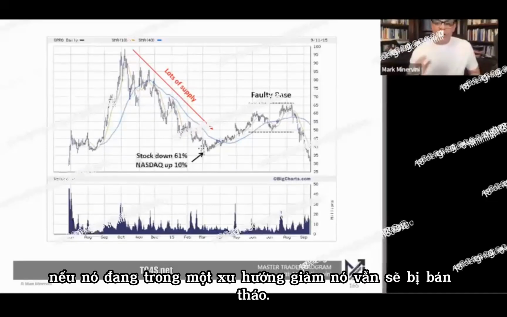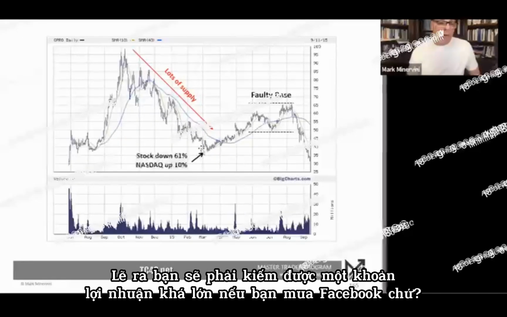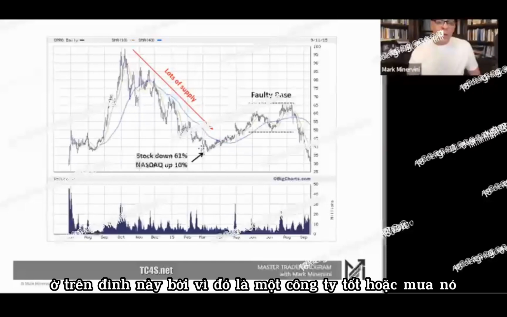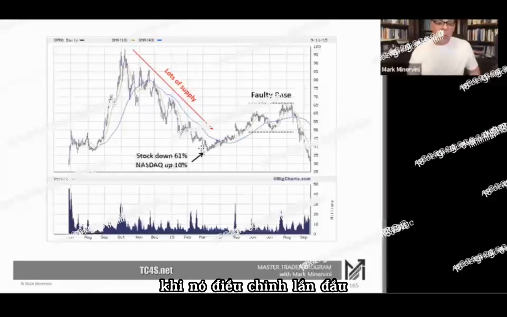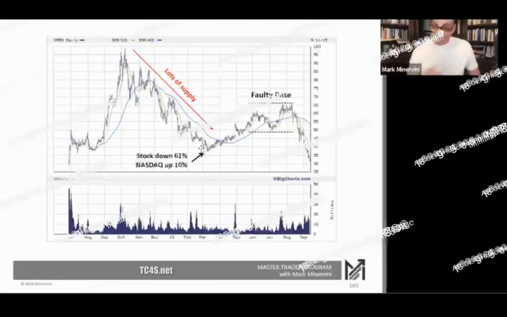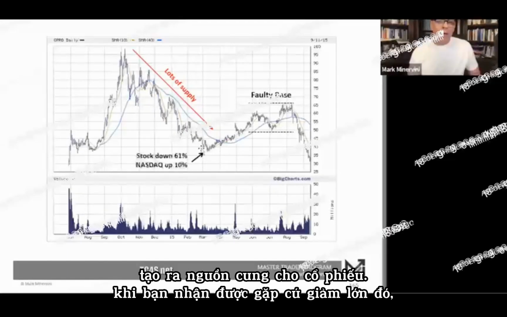There's no such thing as a good company, even a good company, if it's in a downtrend and being sold off. Facebook's a good company, a sound company. Right now, it's down 75%. If you bought it up at the highs, or maybe when it first came down, you're sitting at a huge loss, and you've got a long way to make that up. And you'd be one of those people that would create supply in the stock.